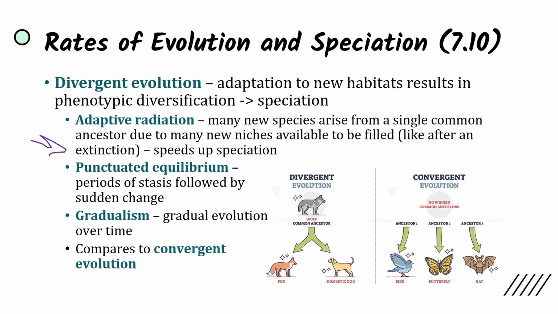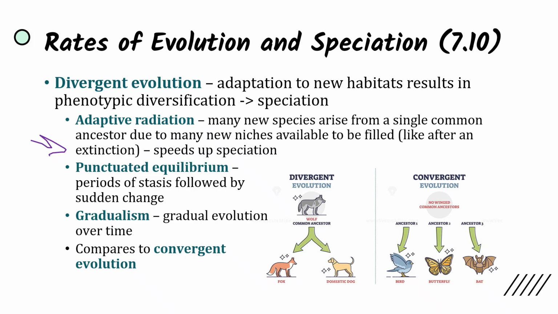Now with adaptive radiation, which is one rate of evolution and speciation, many new species arise from a single common ancestor due to many new niches, so many new roles within the environment for organisms to use certain abiotic and biotic factors to be filled. So for instance, after an extinction, it's almost like a clean slate. If there's a single common ancestor, it can then generate a lot of new species because there's so many niches that are able to be filled within the environment, and as different populations adapt to certain aspects of the environment, they're going to change their behaviors.